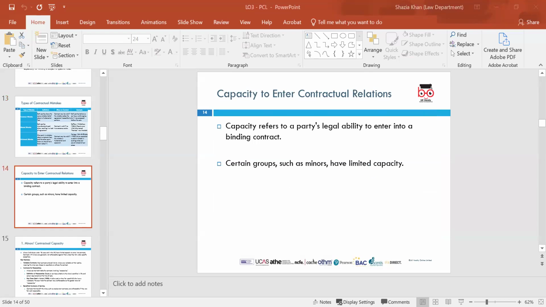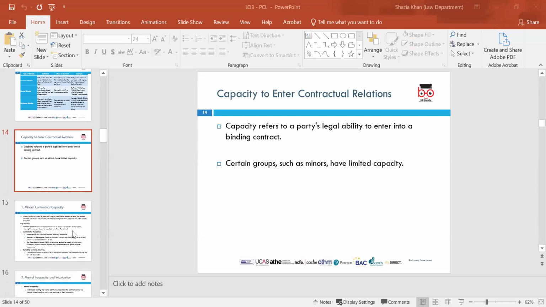So, capacity to enter into a contract. Capacity refers to an individual's legal ability to enter into a contract. In simpler terms, it's a consideration of whether a person is in the right mental state and has legal capacity to commit to a legally binding document. So you need to make sure that the individual has the legal capacity. It could be minors, or people that have limited capacity.